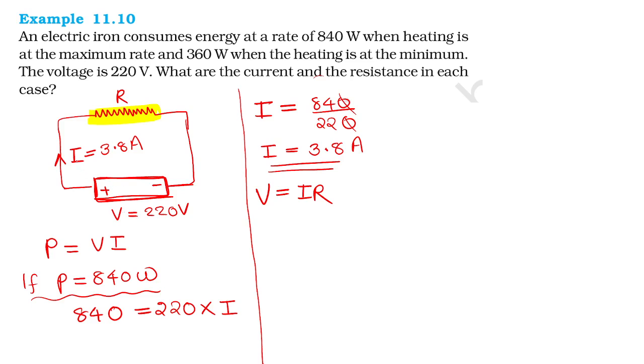We know the value, I is also given. So R equal to V by I, correct? R equal to V by I. When the power developed is 840 watt, in that situation the resistance of the iron box will be V by I. V is 220, correct? V is 220. And I is what? I got the value of I, 3.8 ampere.